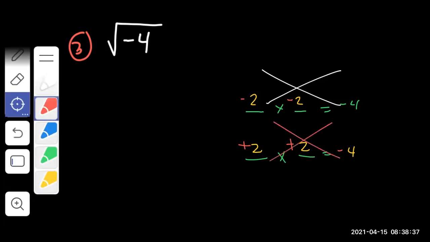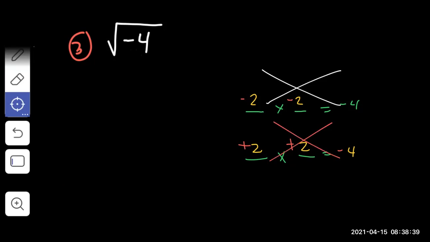That's why when you plug this into your calculator, you get something like math error. Because when you raise something to the second power, it's always going to be positive, and you're trying to get something negative. That's why this square root does not exist in real numbers. Let's see how we can tackle this.